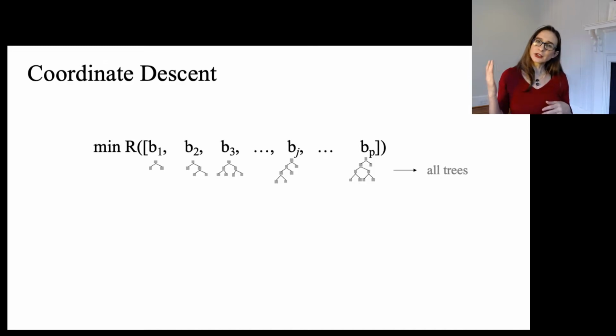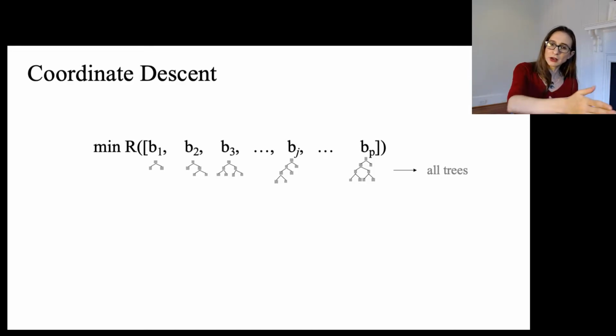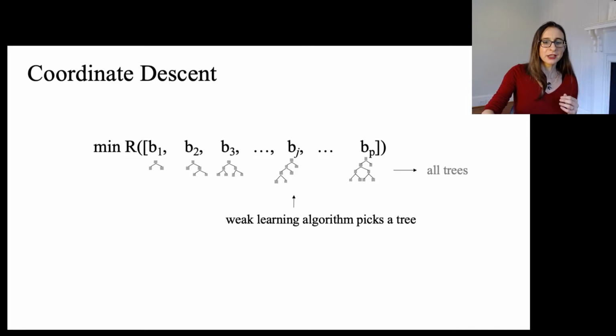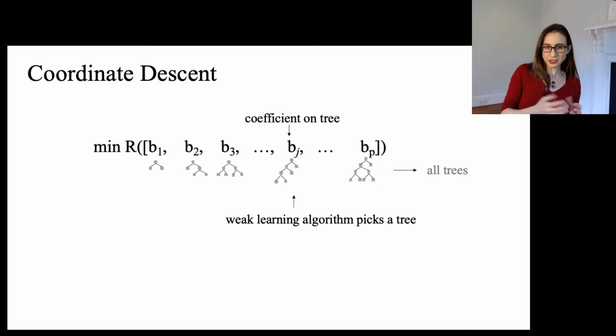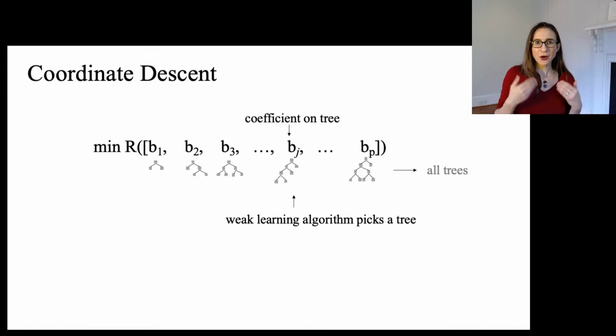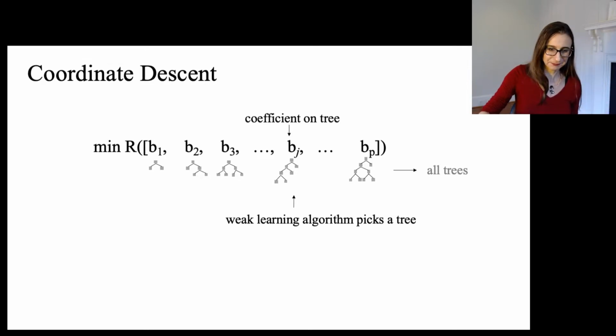And then what does it mean to walk along a direction in this space? Well, what it means is that you're adjusting the coefficient on a tree. Okay, so at every iteration, the weak learning algorithm picks a tree, and then AdaBoost adjusts its coefficient. Okay, so it's moving along this space to try to minimize the exponential loss over weighted combinations of these trees.